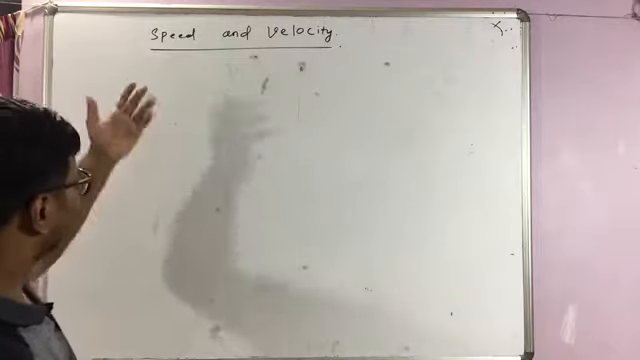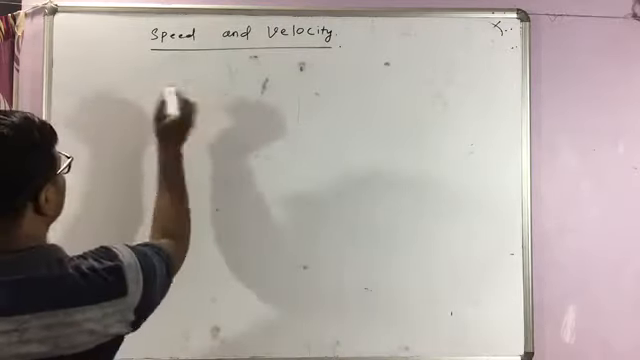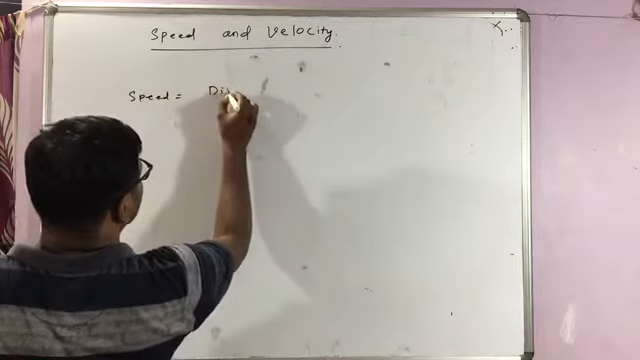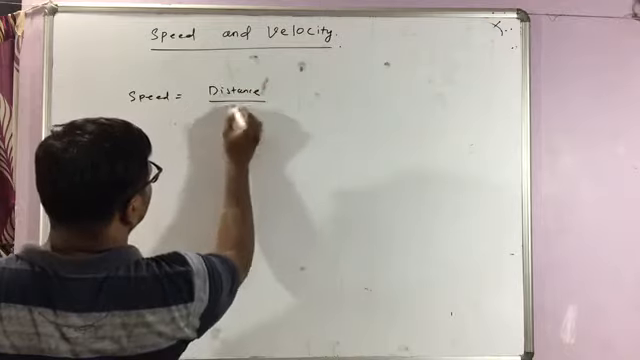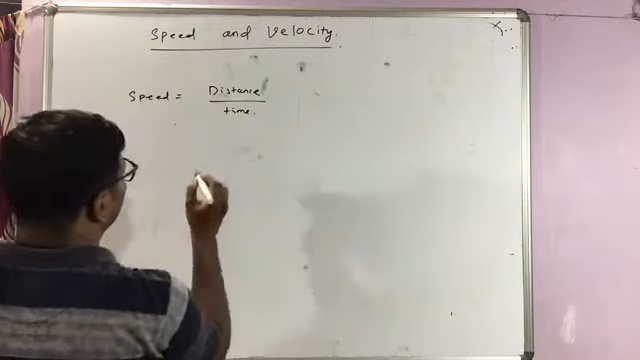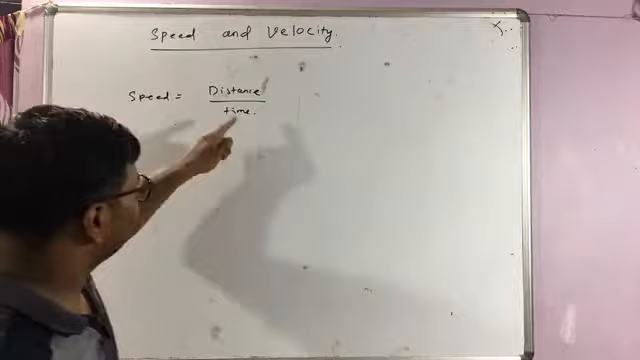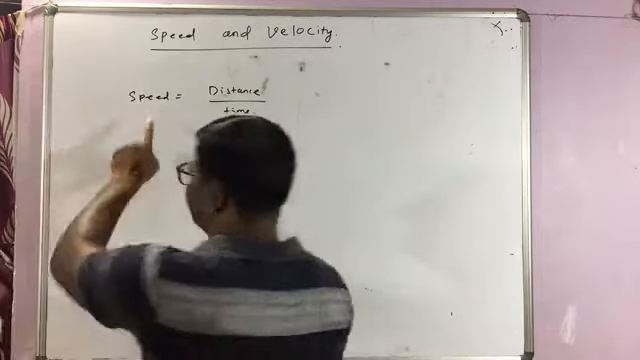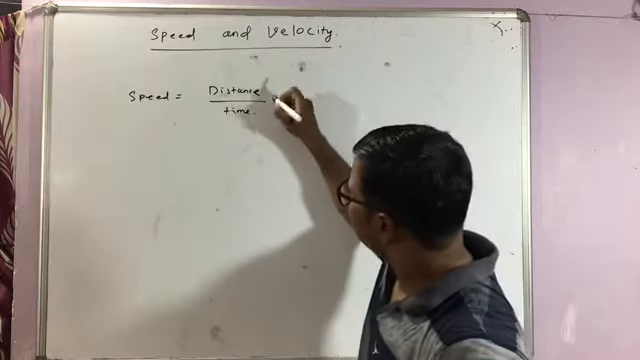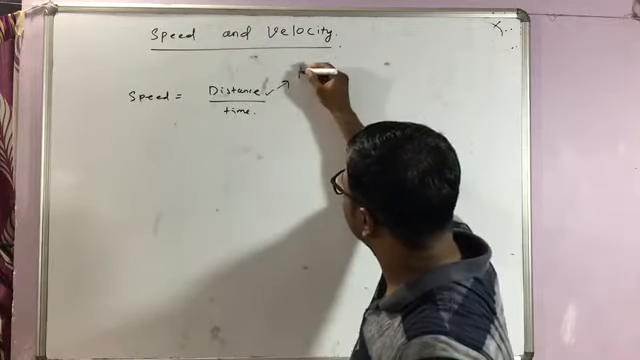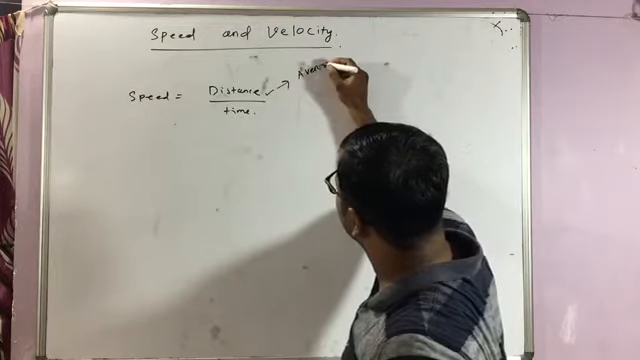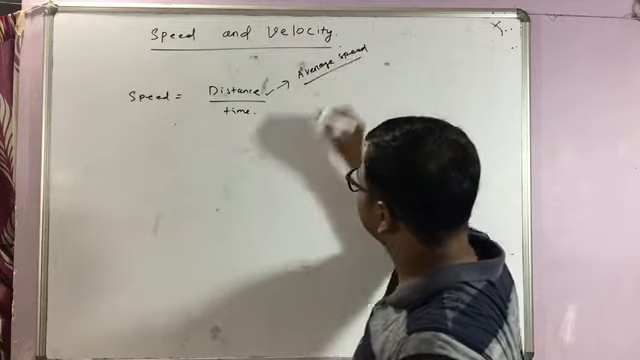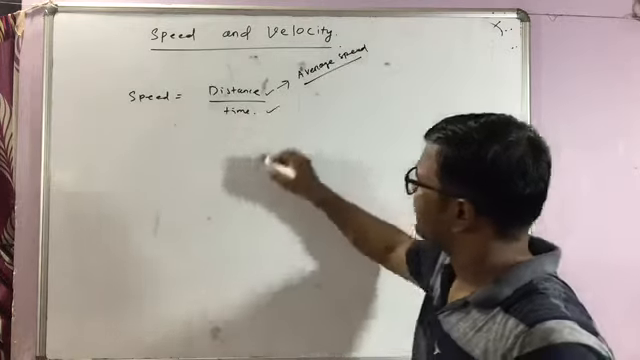Earlier you know that speed is what? Actually speed is your distance by time. Distance by time means total distance covered divided by the time taken to cover that distance is called your speed. Got? Usually this formula we will call it your average speed. Speed is equal to distance by time.